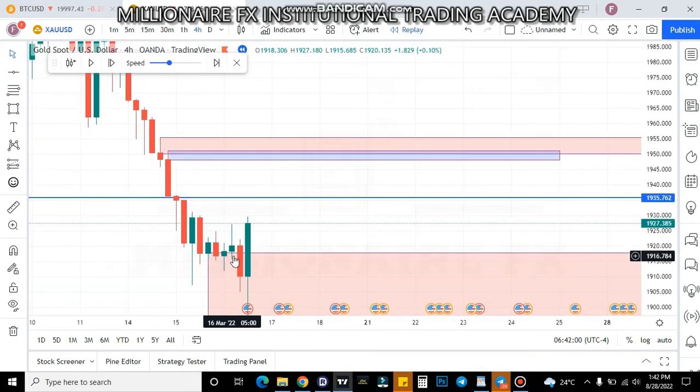Liquidity is always at the dojis, and liquidity is always taken. I want you to understand liquidity. Understand liquidity as money in the market. Understand it as fuel. So basically, the market has to take that fuel and then go back wherever it wants to go.